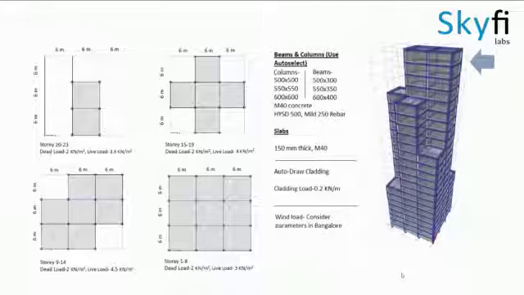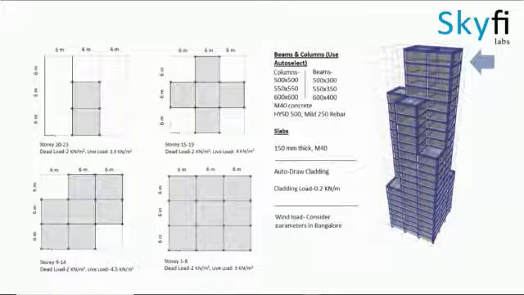For the slabs, the dimension is 150 mm thick and we also need to use M40 grade of concrete for the slabs. We also need to use auto drop cladding for which the cladding load is 0.2 kN per meter. The wind load and the seismic load and other considerable loads are used for the building being in the Bangalore city. Now I am switching to the ETABS software.